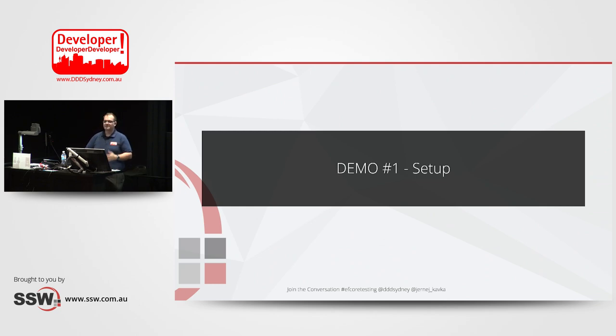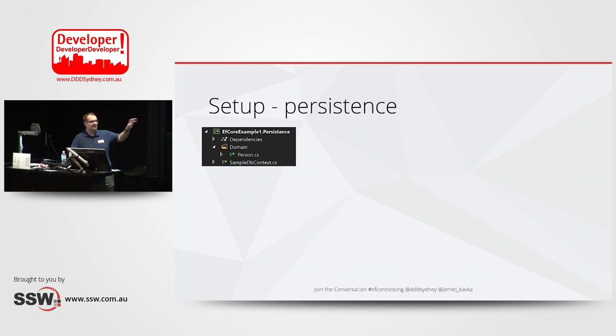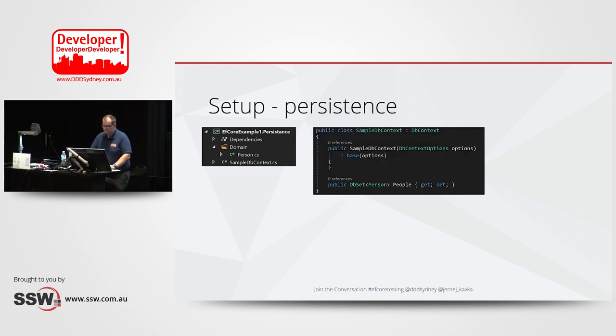So for the first demo, I'll first show you the setup I have made, and then I'll show you the live demo. What we have set up here is the bare minimum for a persistence layer. So we have a simple class library, which contains a person data structure with first name, last name, and an ID, and a DB context. So here is the DB context. It has the bare minimum configuration for a DB context, and we have a people table.